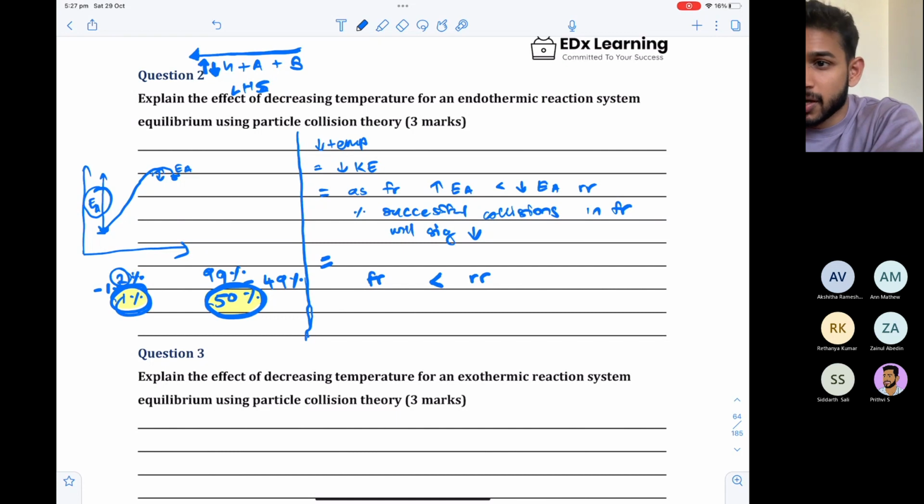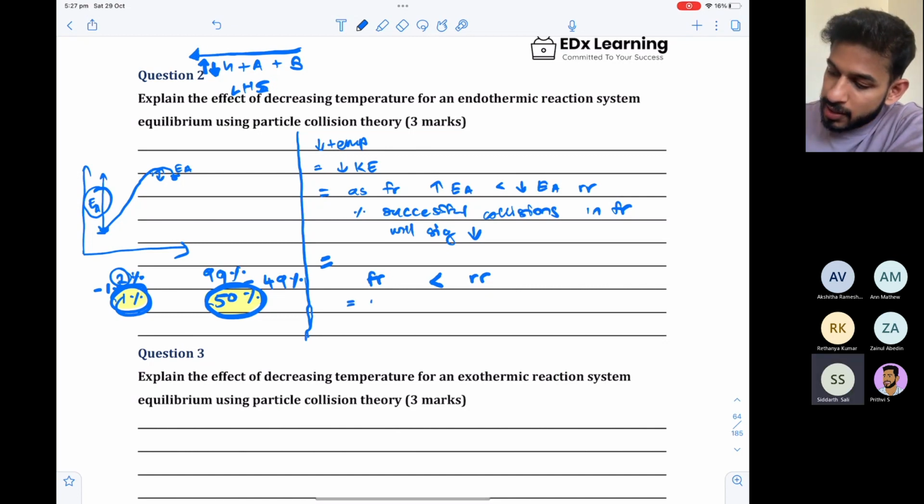Are you going to the left-hand side or the right-hand side? Left or right? If the reverse reaction rate is higher, I'd go to the left. Yeah. So let me just break things down in summary for you, right?